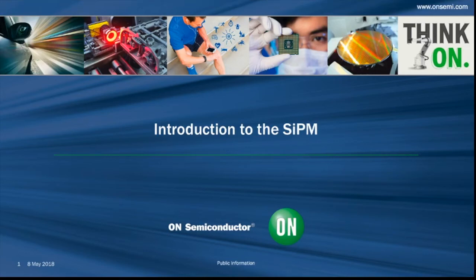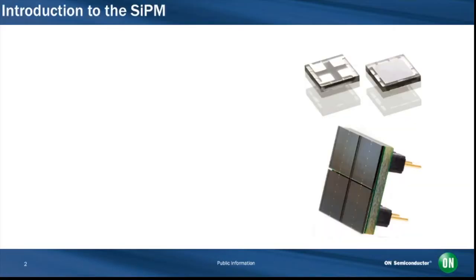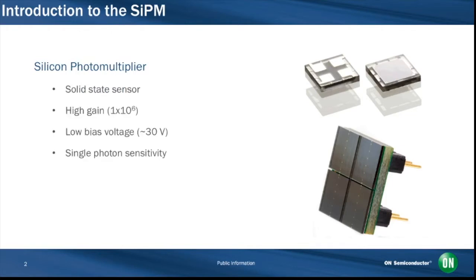This presentation is an introduction to the SiPM. The SiPM, or silicon photomultiplier, is a solid-state sensor which has a high gain achieved at low bias. It has single photon sensitivity from the near UV to the near infrared, with a peak detection efficiency of around 50%.